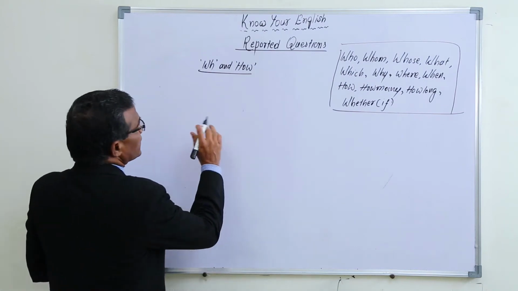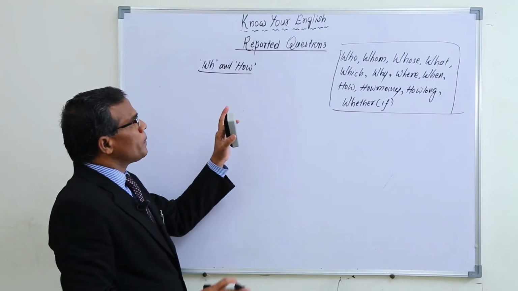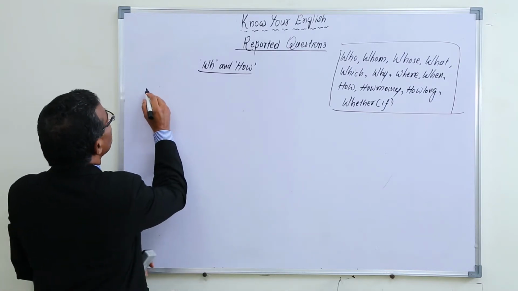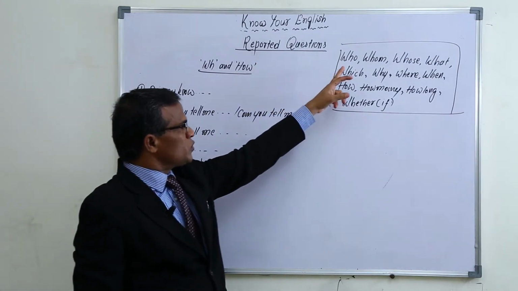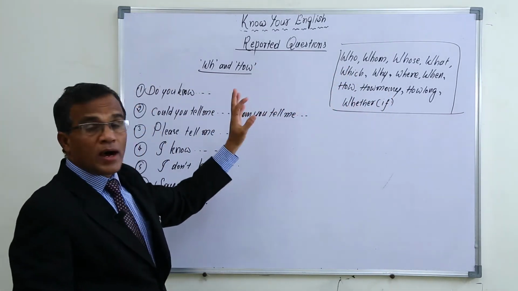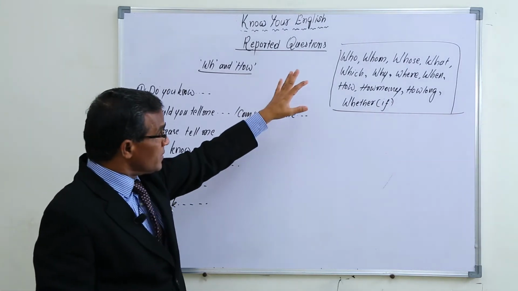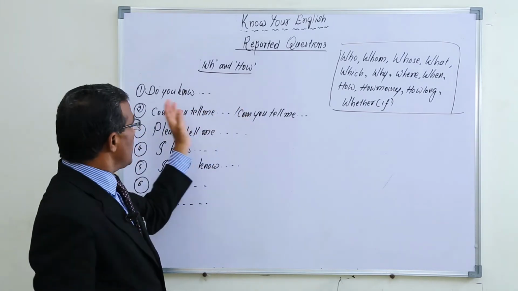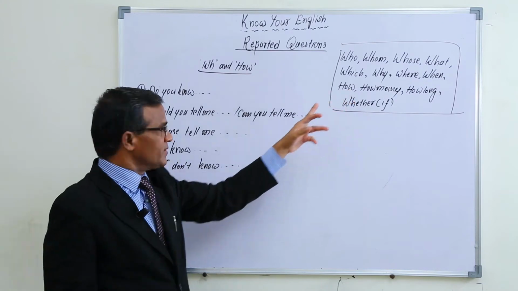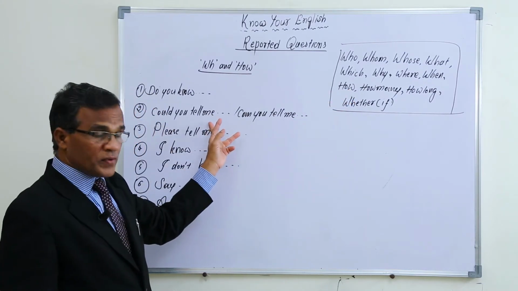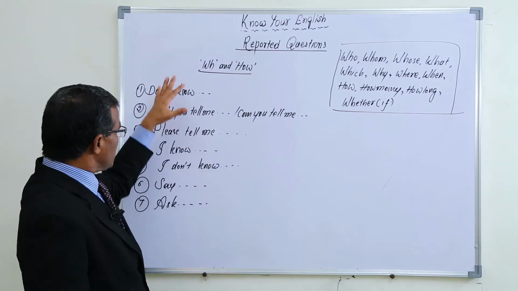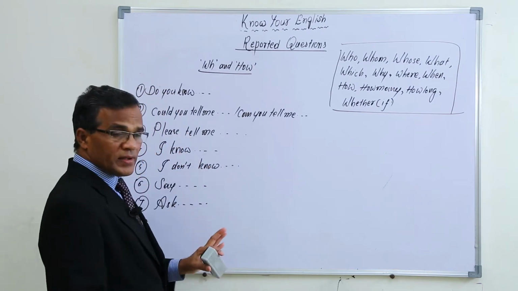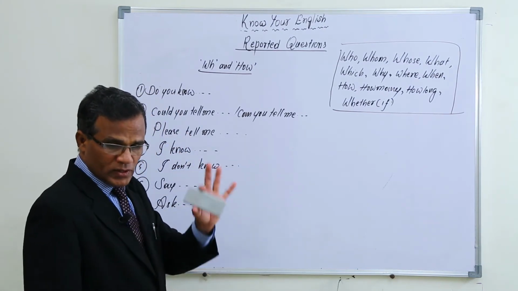For example, generally we use reported questions with phrases like "Do you know?" Reported questions introduced by these words are part of a longer sentence, and these reported questions are used after phrases like "do you know." After this kind of phrase we use reported questions. Let me give you one example, and after that I'll give some more examples also.